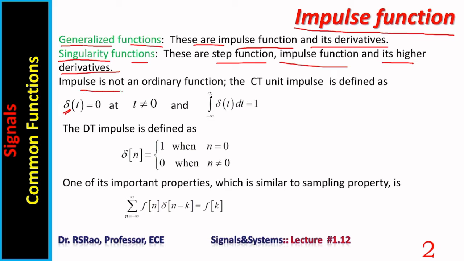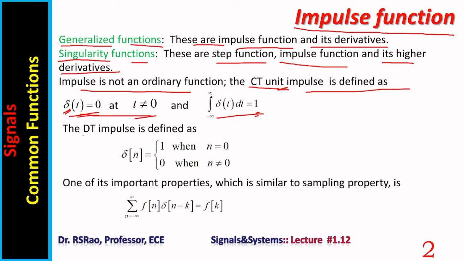As already mentioned, impulse is not an ordinary function. The continuous time unit impulse is defined as delta of t is 0 at t not equal to 0, and integral from minus infinity to plus infinity of delta of t dt equal to 1. Notice the amplitude of the function is defined at all instants of time except t equal to 0. When t is not equal to 0, it is 0, but at t equal to 0, it is not defined. The definition consists of two statements.